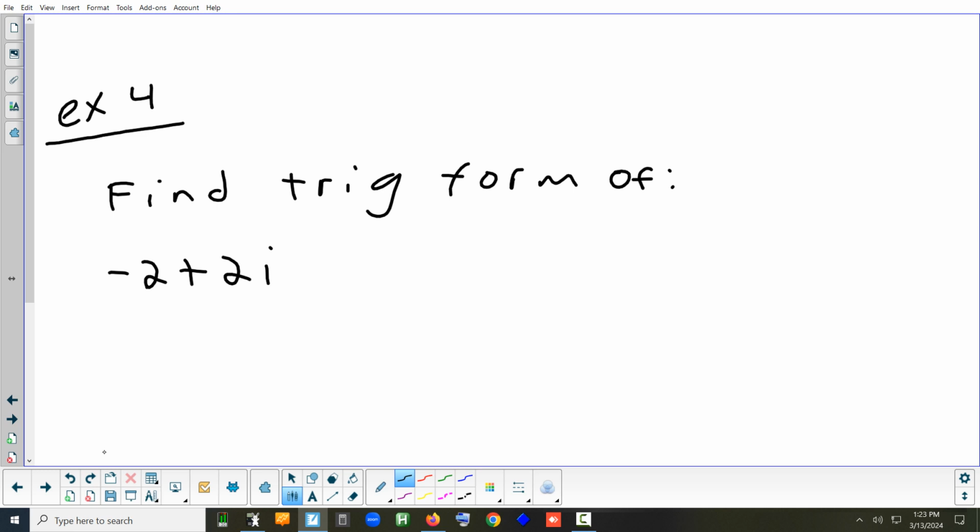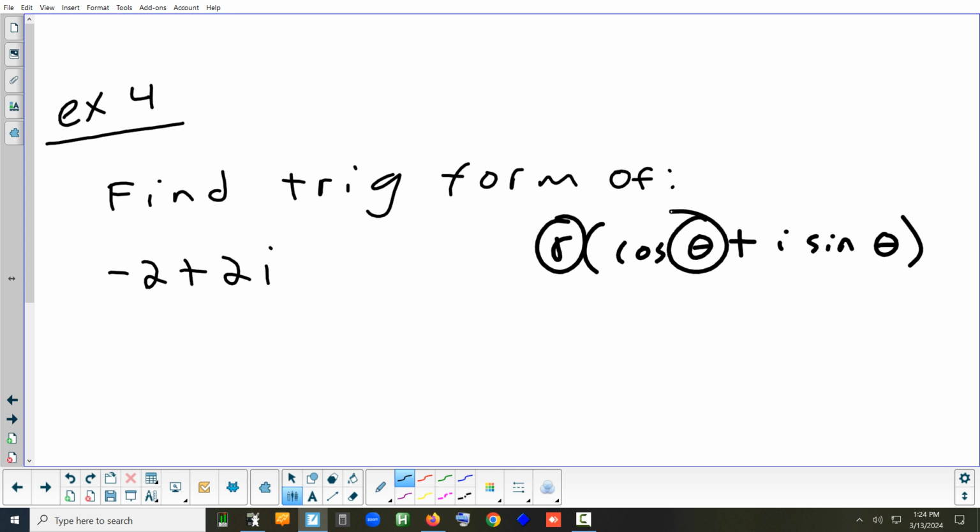Okay, first, can someone remind me what does trig form look like? What's like the template when you write your final answer? Leah? R times cosine angle plus I sine angle. Okay, so that's what you're looking for. These are the two things you need to find. Okay, radius and theta. Let's start with the radius.